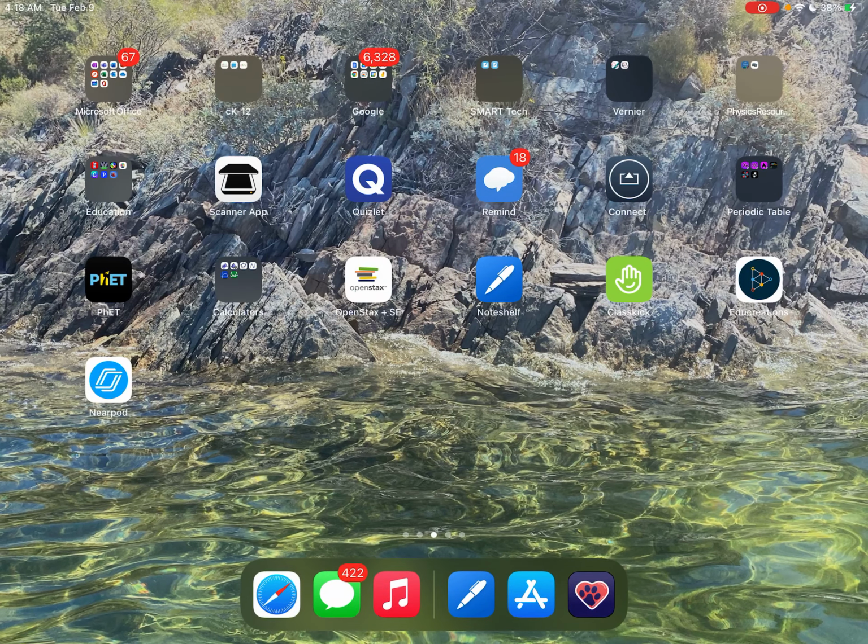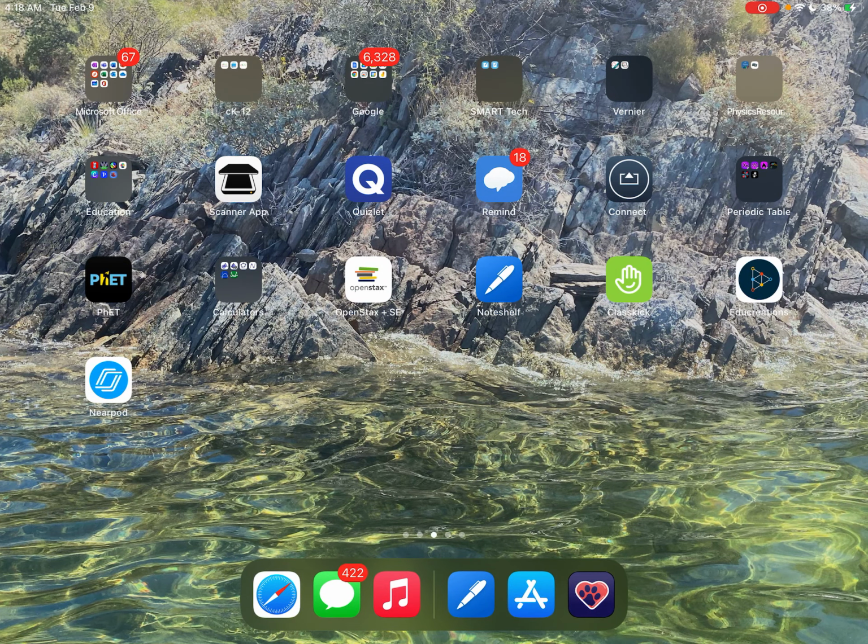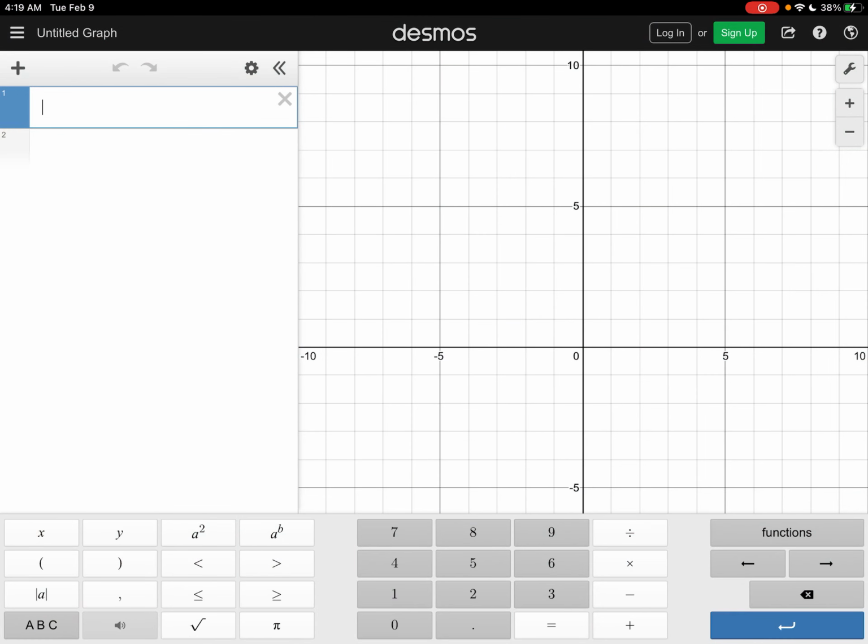So I'm going to do that in my calculator app. Where's my calculator app? Where'd it go? Oh, right here. Nope, come on. Now my touch screen's not working. There it is. Click. Nope. Click. There it goes. Desmos. Taking a year and a day to load.